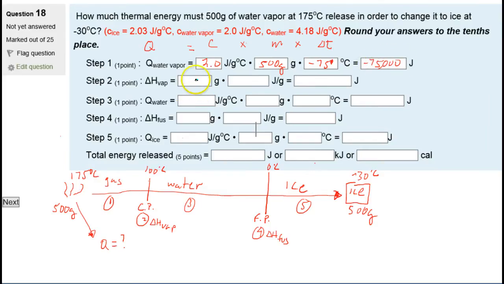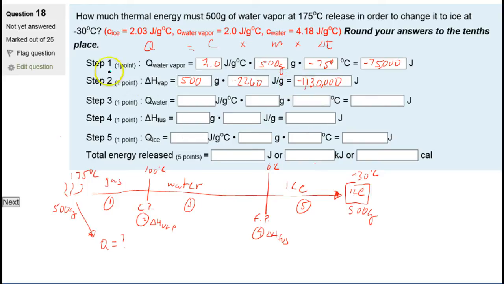Now we need to calculate the heat of vaporization. To get the heat of vaporization, we take the mass of this substance, which is 500 grams, times the heat of vaporization for water, which is 2,260 joules per gram. Where am I getting this number from? This is a number you will have to memorize. This will be negative since the substance is cooling down. And we get 1,113,000. And this is going to be negative.